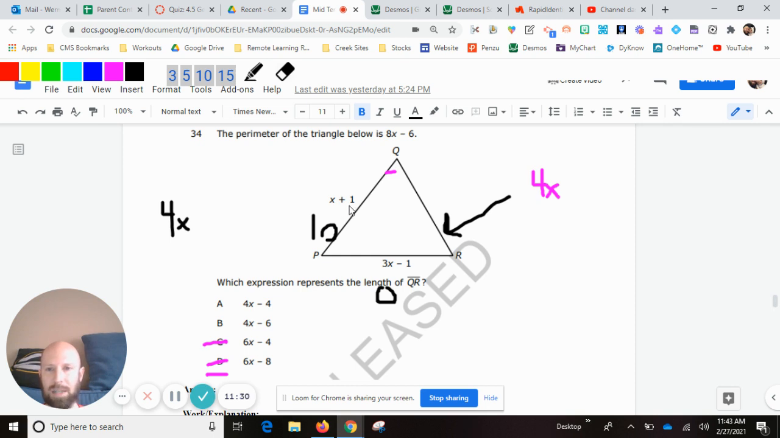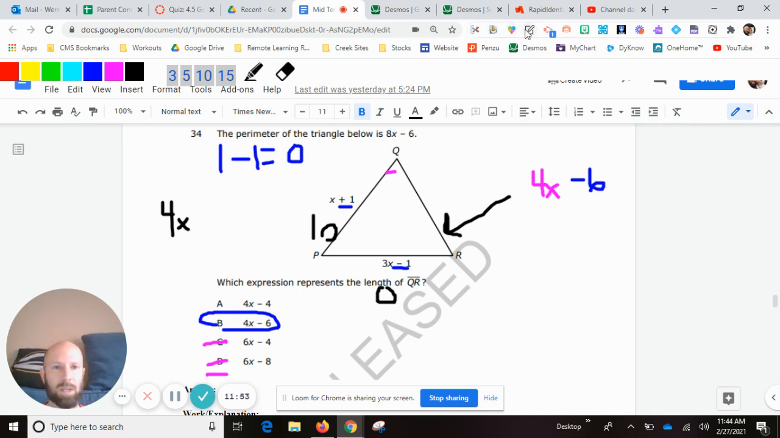Now we have a positive 1 and we have a negative 1. So 1 minus 1 is 0. So we don't have any numbers. We need to have minus 6. So if we have nothing, we need minus 6. We're going to have to take away 6. And if we take away 6, our answer is going to be B.